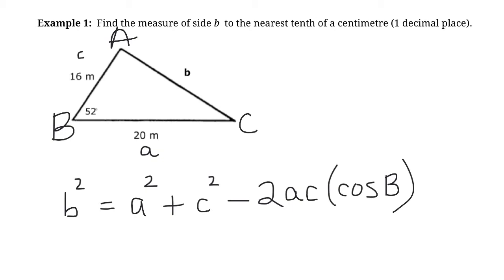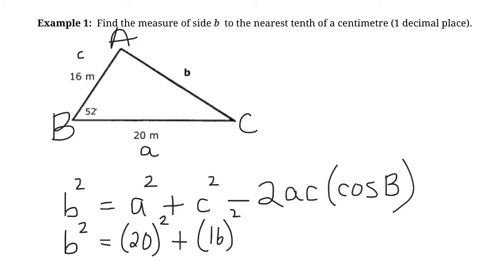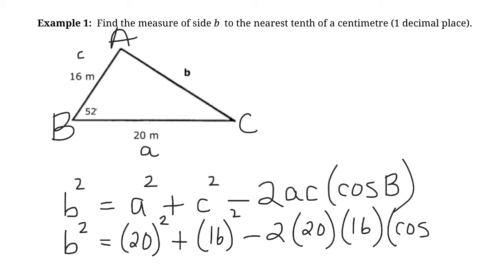The next thing I want to do is fill in all of the information that was given to us in our diagram. So we are looking for side B, so we're going to keep b squared. I can plug in the value of A. According to my diagram, side A is 20. That needs to be squared. Plus side C, which is 16. That needs to be squared. Minus 2 multiplied by side A, multiplied by side C, multiplied by the cosine of angle B. Angle B is 52 degrees, so we're going to fill that in as well.